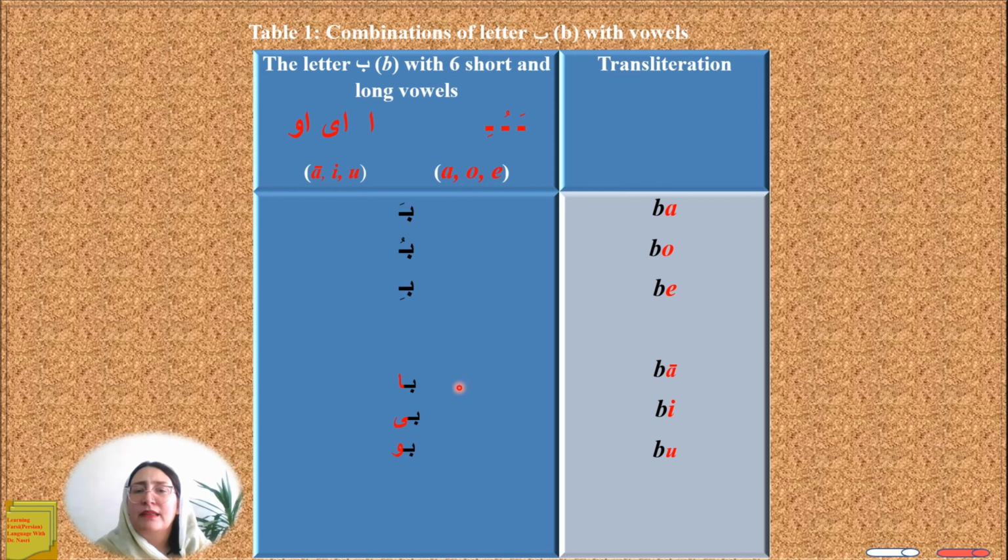The letter B and the long vowel A combine to create the syllable ba. The letter B and the long vowel E combine to create the syllable bi. The letter B and the long vowel U combine to create the syllable boo.